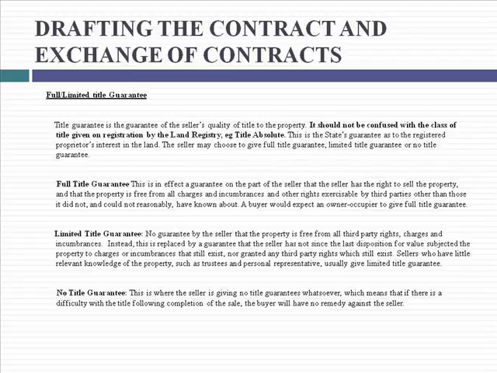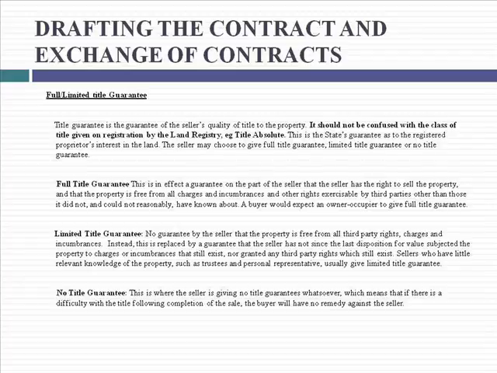Limited title guarantee. No guarantee by the seller that the property is free from all third-party rights, charges, and encumbrances. Instead, this is replaced by a guarantee that the seller has not since the last disposition for value subjected the property to charges or encumbrances that still exist, nor granted any third-party rights which still exist. Sellers who have little relevant knowledge of the property, such as trustees and personal representatives, usually give limited title guarantee.